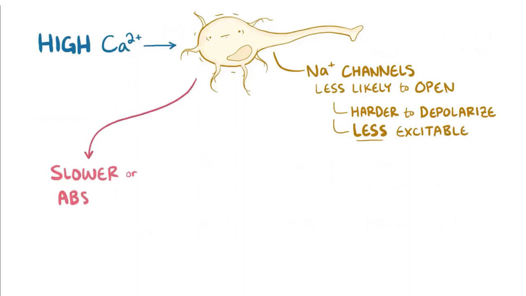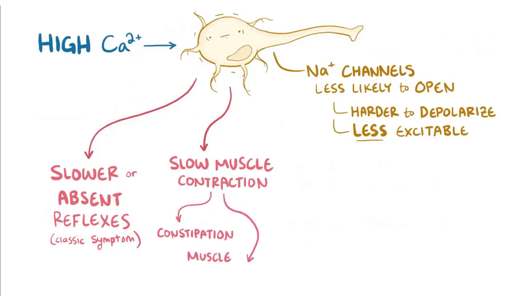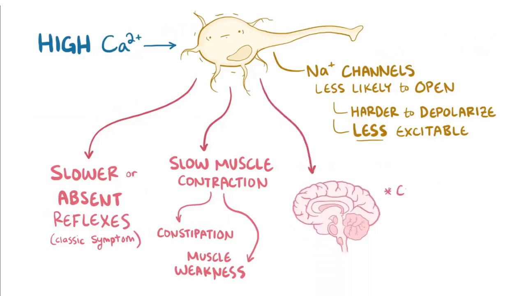And this is what causes slower or absent reflexes, which is a classic symptom of hypercalcemia. The sluggish firing of neurons also leads to slower muscle contraction, which causes constipation and generalized muscle weakness. In the central nervous system, hypercalcemia causes confusion, hallucinations, and stupor.